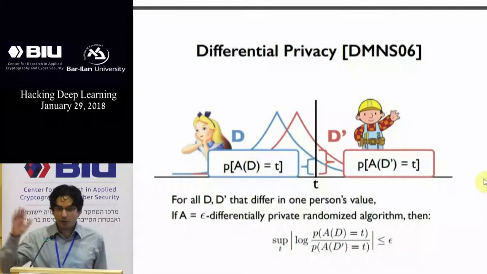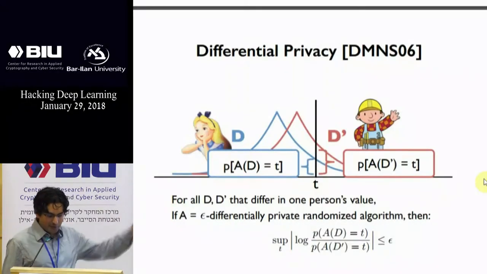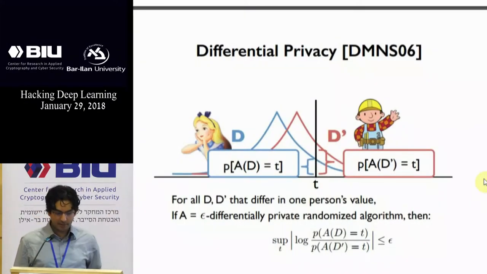So here's a strong definition of differential privacy, the original one. Someone was in the audience here, so he's probably seen this for a long time. So we have two databases, D and D prime. One has Alice in it, one has Bob in it. And Alice and Bob could be any pair of ones here.